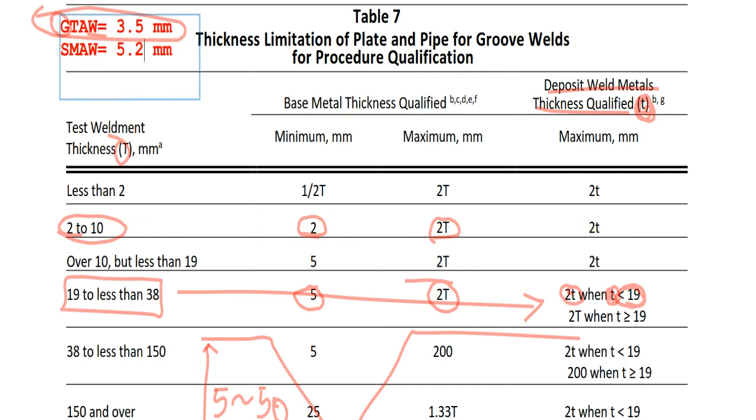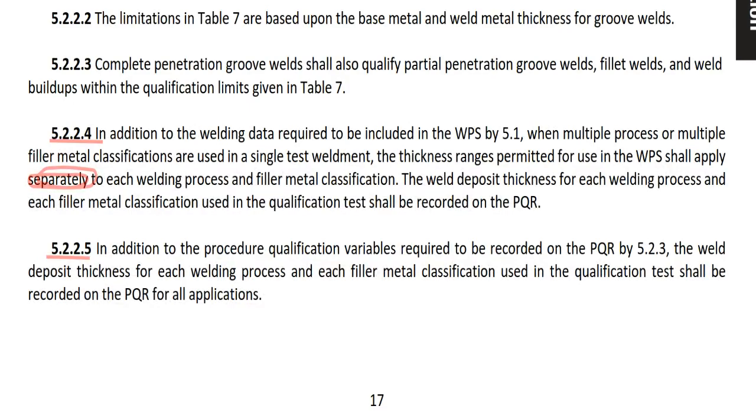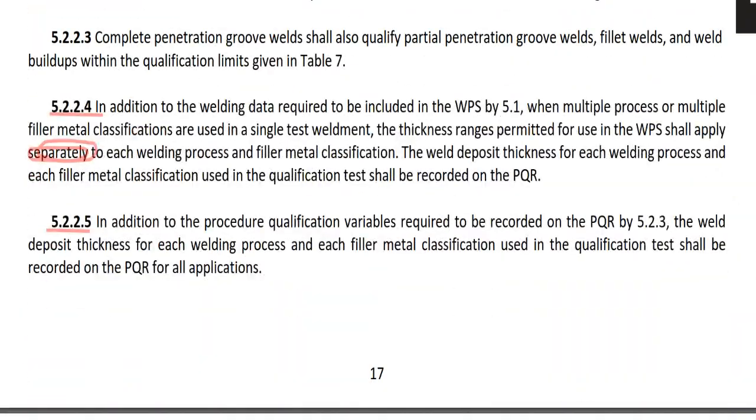But if the weld metal thickness for the SMAW is 15 millimeter, then not this line number 2, but this line number 3 is applied for SMAW only, separately. This is 5.2.2.4 and 5.2.2.5. Again, I explained how to read table 7.